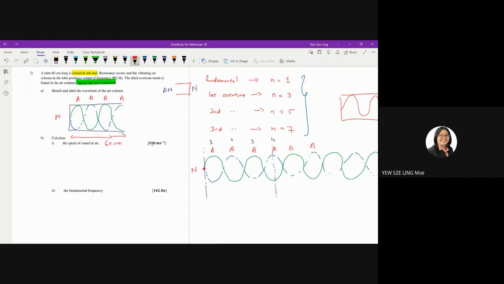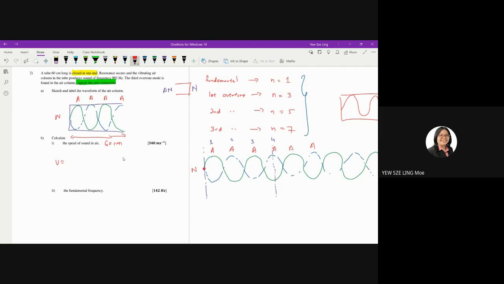Third overtone, including the fundamental frequency, means you need to have 4 antinodes in your diagram. So question B, calculate the speed of sound in the air. How do you calculate the speed of sound? Speed of sound, V, is equal to, now, when the medium is air, we know the value is a constant value, which is 340.